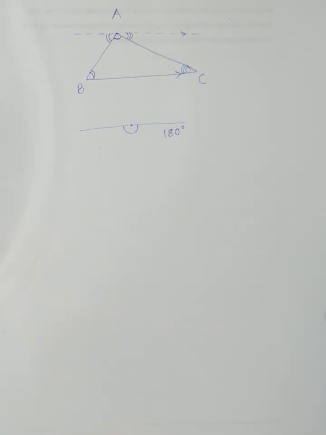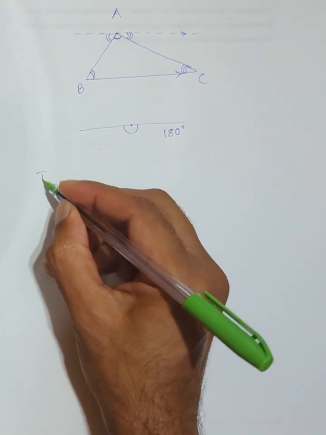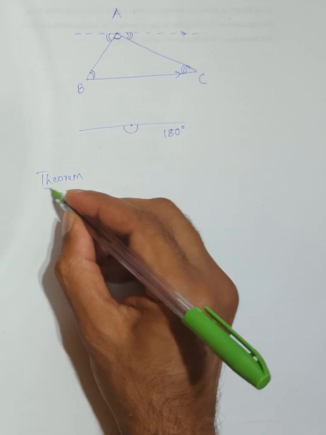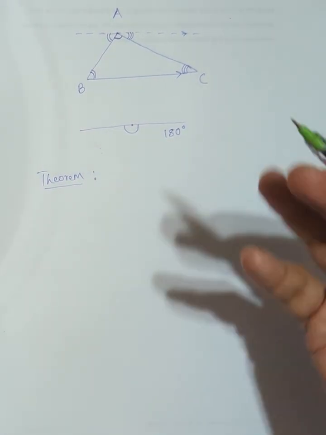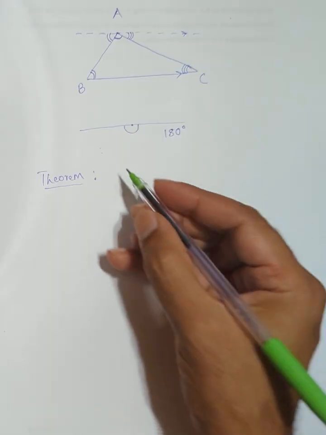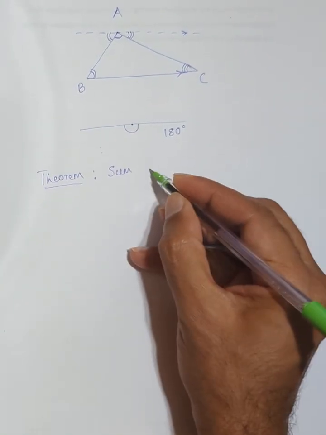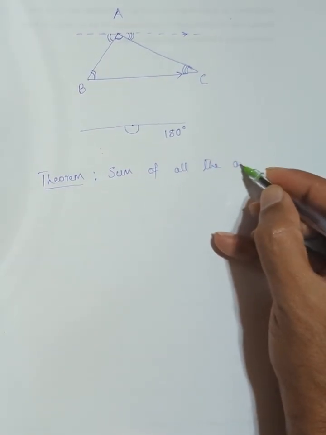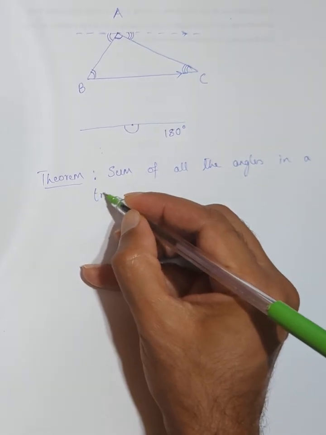So from the alternate interior angles property, we find a nice result for a triangle. And we can call it a theorem. And if you want, you can name it as angle sum theorem. So what is that theorem? It says sum of all the angles in a triangle is 180 degrees.